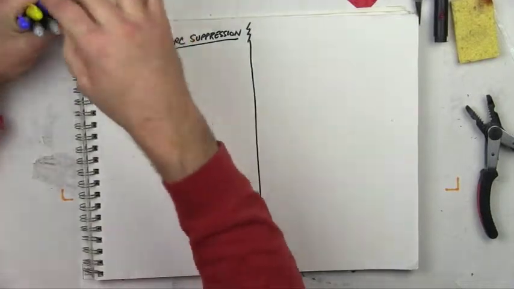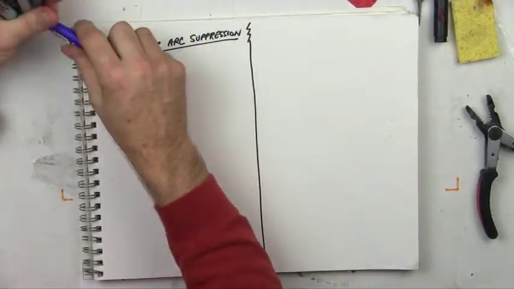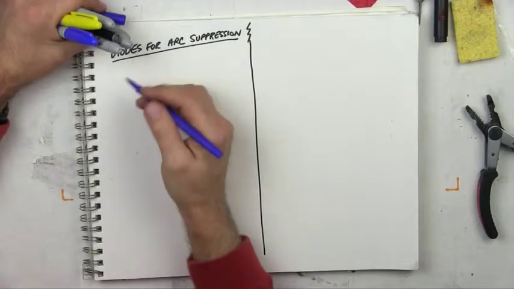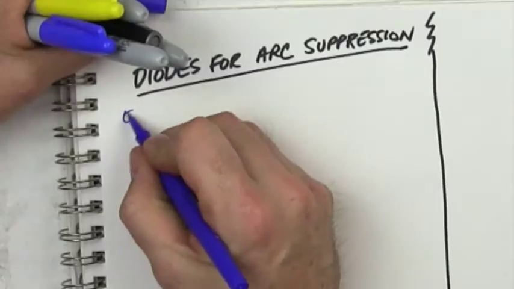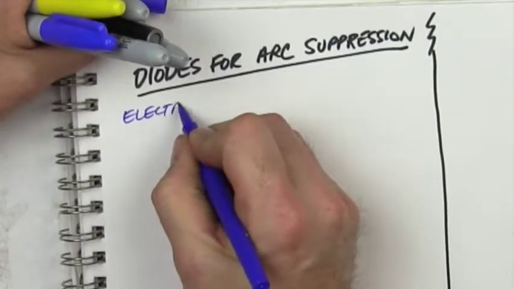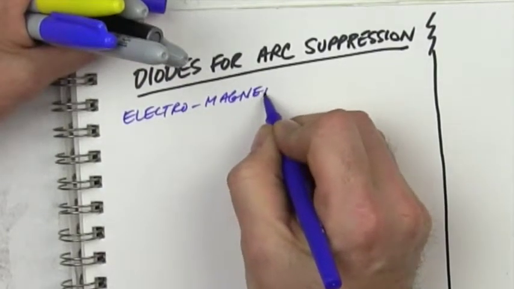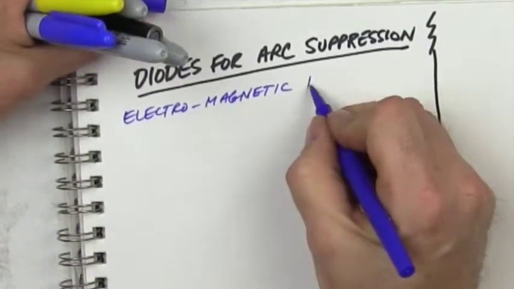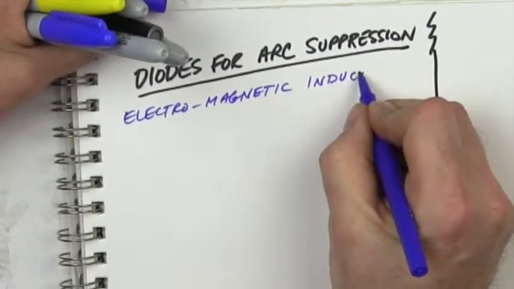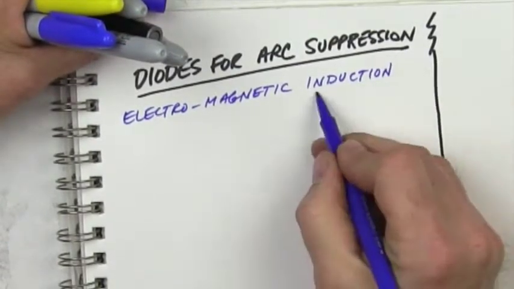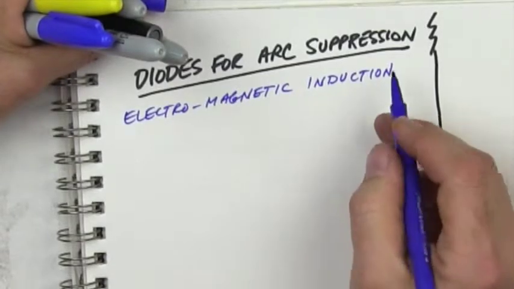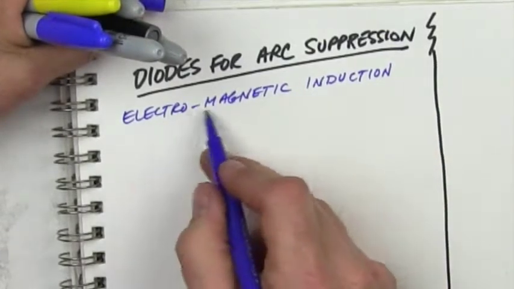There are three things you need to make a generator, and this is called electromagnetic induction. And what that means is we're inducing, or putting in, a voltage through the use of electromagnetism.